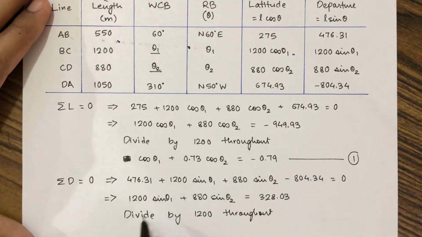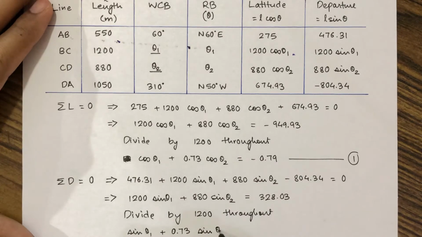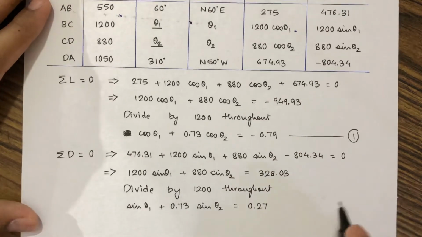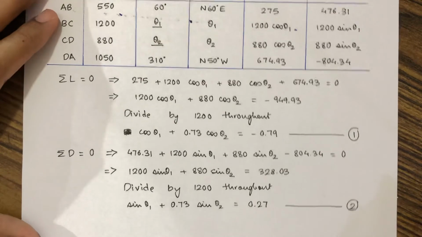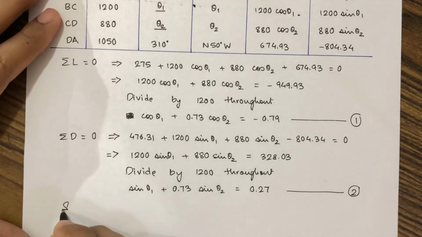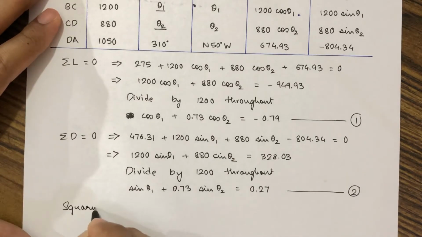we get sin theta 1 plus 0.73 sin theta 2 is equal to 0.27. Let us call this equation 2. Now squaring and adding equations 1 and 2.